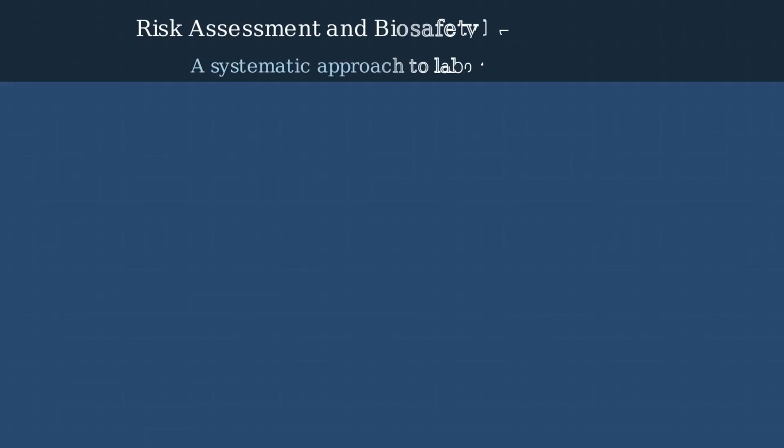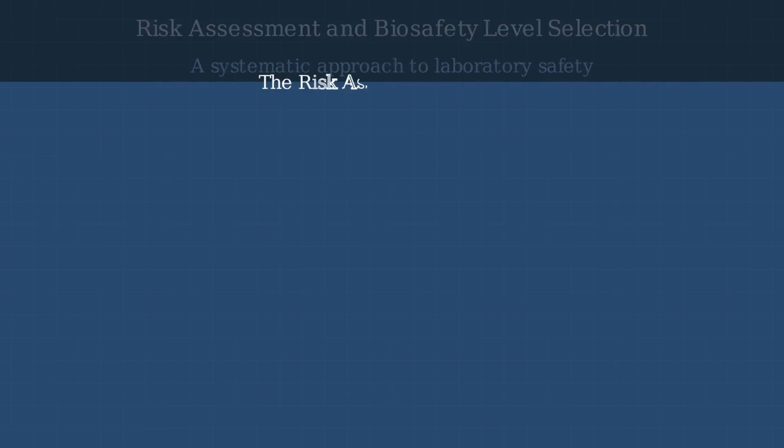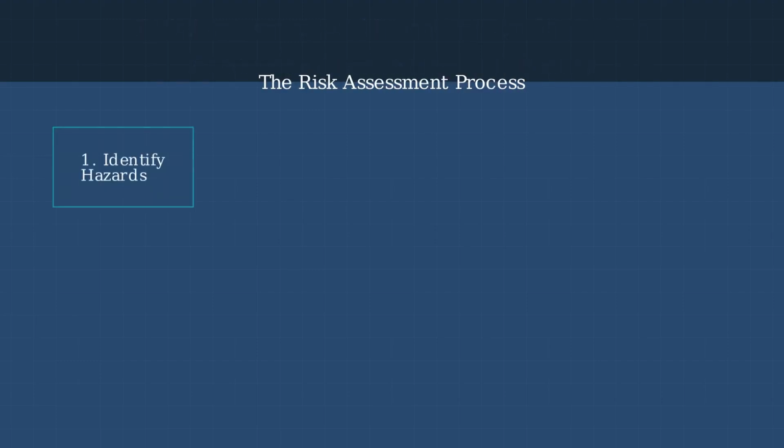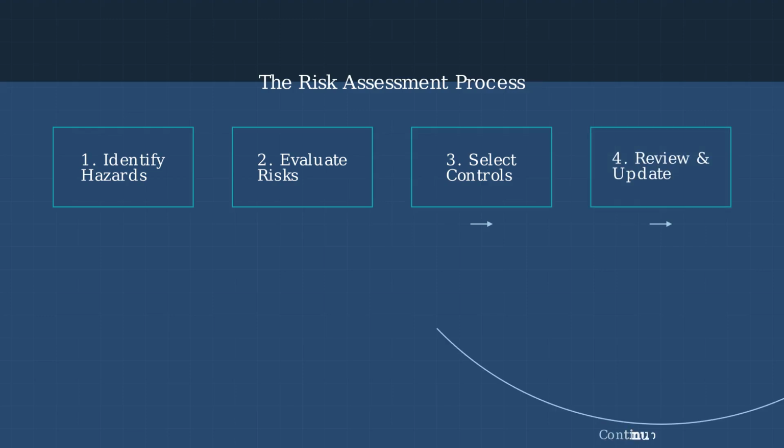Risk assessment is the foundation of laboratory biosafety and determines which biosafety level is appropriate for a given situation. The risk assessment process involves 4 key steps that form a continuous cycle. When conducting a risk assessment, several key factors must be considered to determine the appropriate biosafety level.